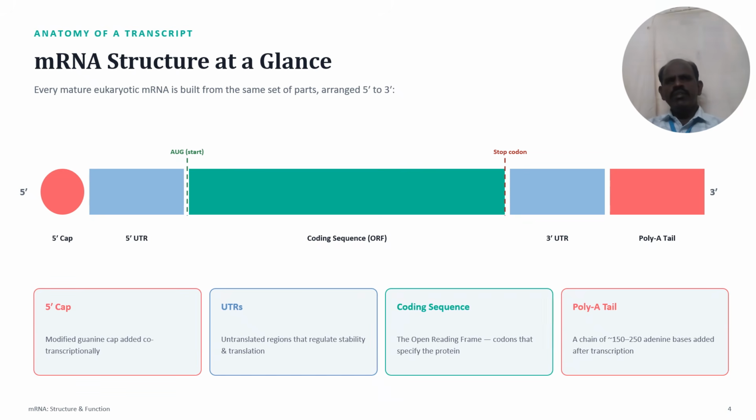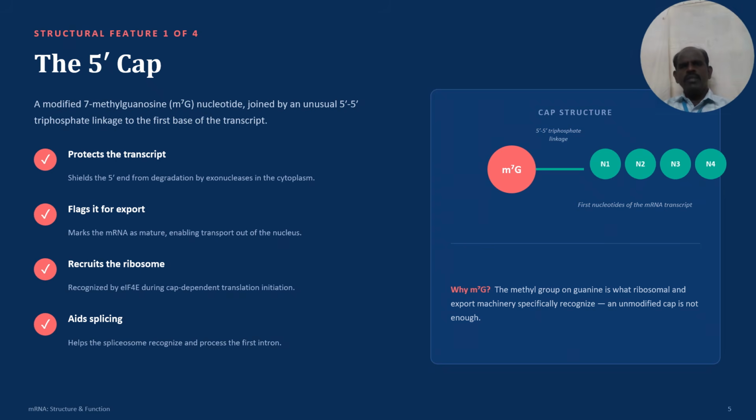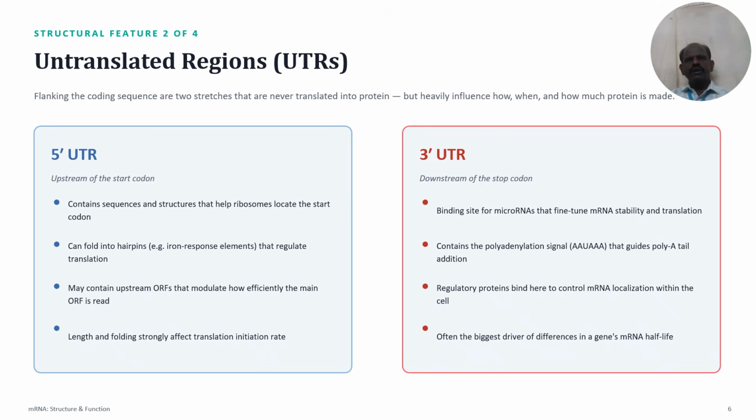This is the anatomy of an mRNA transcript. It has four important parts: the 5' cap, UTRs, coding sequence, and poly A tail. The 5' cap is a modified 7-methyl guanosine nucleotide joined by an unusual triphosphate linkage to the first base of the transcript. It protects the transcript, flags it for export, recruits the ribosome, and aids splicing.